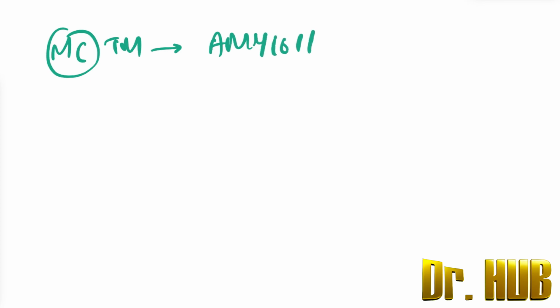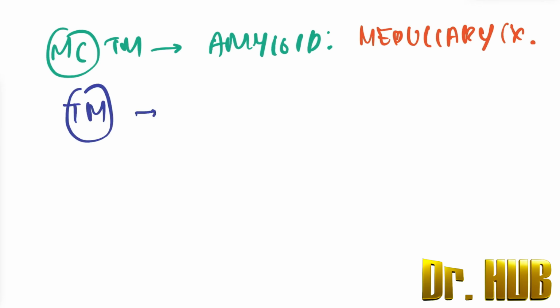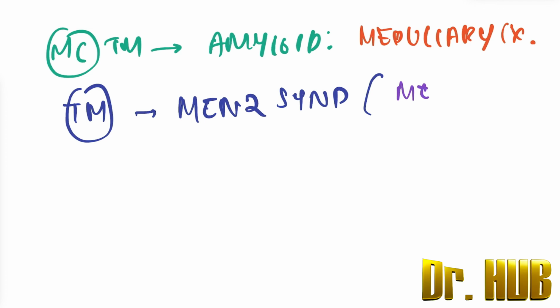Now let's look at the most common thyroid malignancy that is associated with the amyloid. Associated with amyloid is going to be the medullary carcinoma. Next is the thyroid malignancy which is associated with the MEN2 syndrome. So, associated with the MEN2 syndrome, this is going to be the medullary carcinoma.